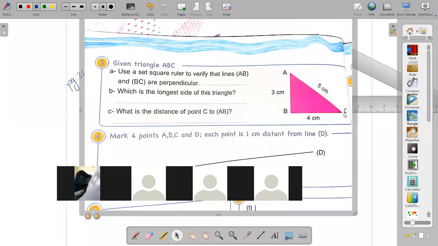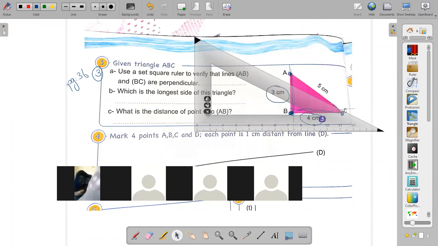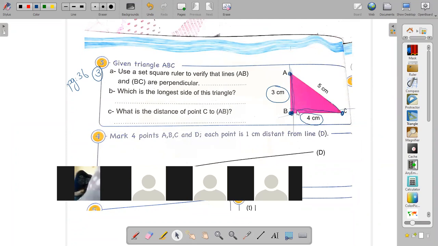Perpendicular. Why are AB and BC perpendicular? Because they have a right angle and they are also 3 centimeters. No need to look at the length. They form a right angle. When I say perpendicular, they form a right angle, a letter like L. Bravo. They look like L. A, B, this one. B, C, this one. So they form a shape like L and a right angle. So for sure they are perpendicular. Okay? Yes, they are perpendicular.